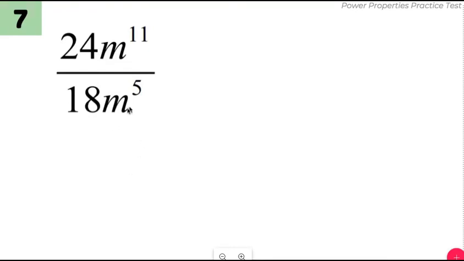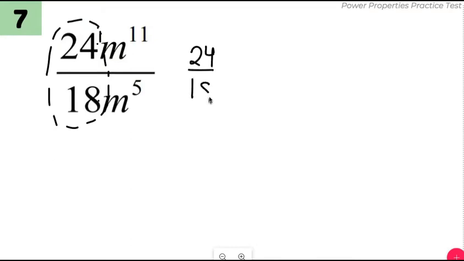Number 7, don't forget, this just means multiplication. The 24 is not to the 11th, just the m. It's its own separate base here. In a situation like this, you can imagine separating my numbers and separating my m's. This is just like saying I have 24 over 18 times m to the 11th over m to the 5th.